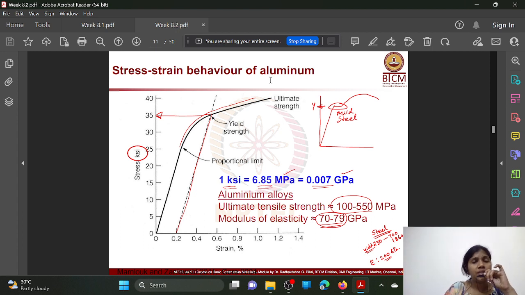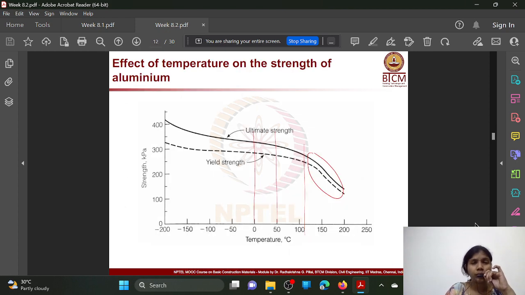And this is the stress strain behavior of aluminium. Through that we can find the modulus of elasticity and the ultimate strength. Here the ultimate strength is 100 to 550 megapascal, and modulus of elasticity is 70 to 79 gigapascal. And when you see the effect of temperature on the strength of aluminium, as the temperature increases, the strength of the metal decreases. That way it will have some limitations at some particular locations.